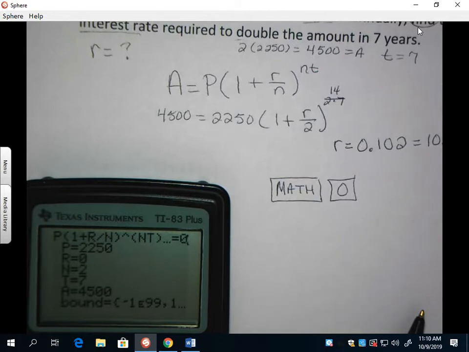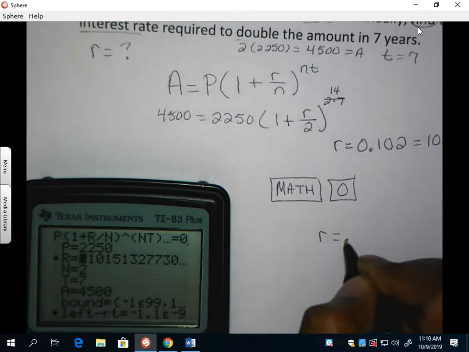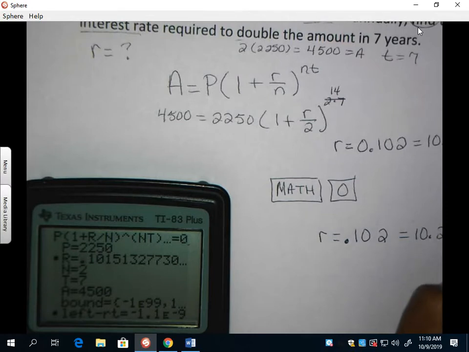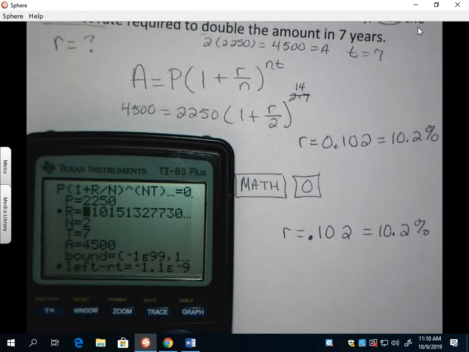And if you notice, when you press that alpha, it lights up that green solve. And you see we get the same answer right here. So we get R is equal to 0.102, which is our 10.2%. So either calculator can help you solve the problem.